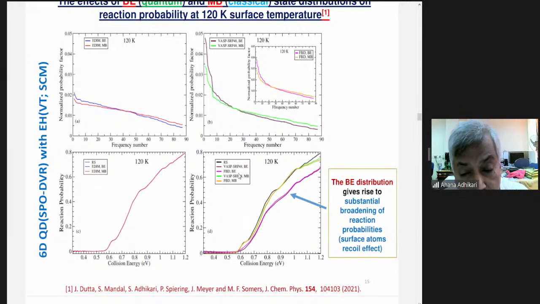But what is the most important observation here? You can see strong broadening happens when you consider the Bose-Einstein distribution. This is the 120 Kelvin surface temperature, and this is the rigid surface result, going like that, and then there is a strong broadening, which means the reaction probability decreases if you increase the surface temperature.